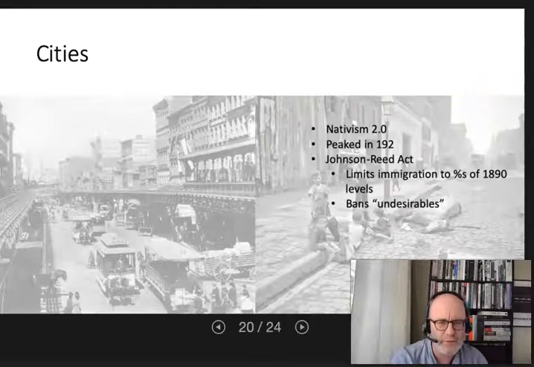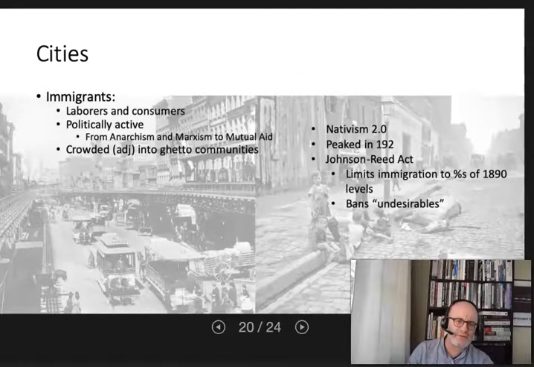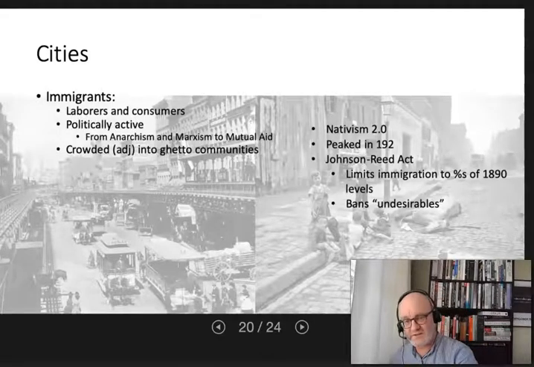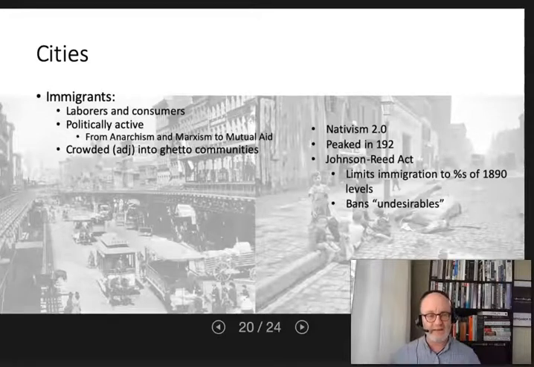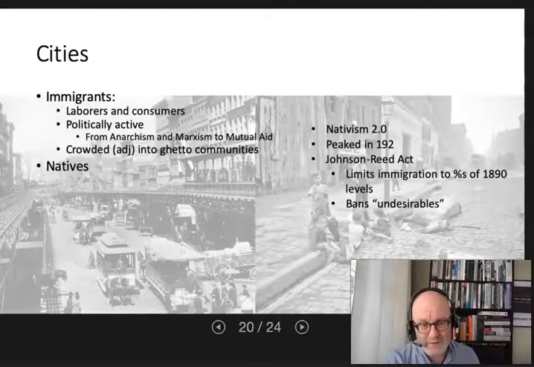Largely, these immigrant groups are coming to cities. They are laborers and consumers. That is to say, they're making stuff and they're consuming stuff. As I've said, they are politically conscious, politically active, and they are crowded into ghetto communities not because they have a moral proclivity for living in ghettos, but rather because they can't afford to live anywhere else.